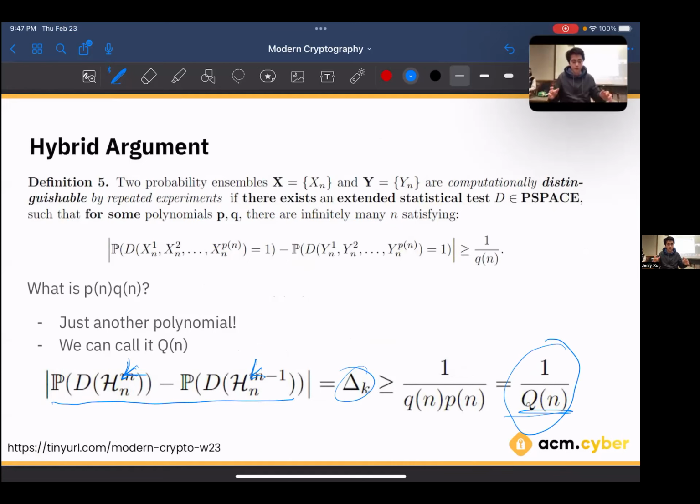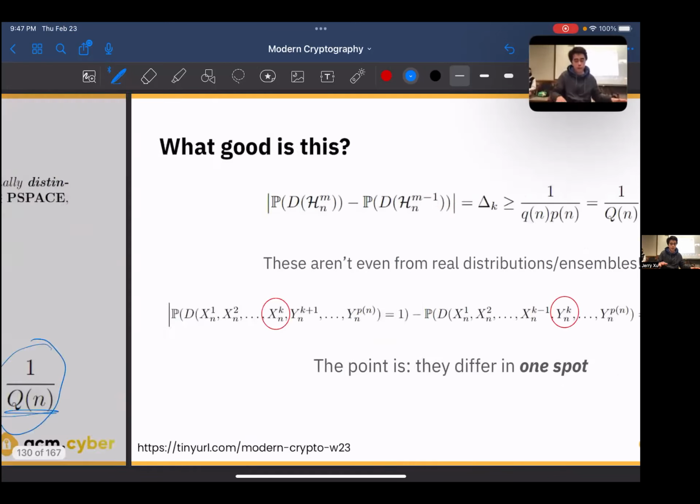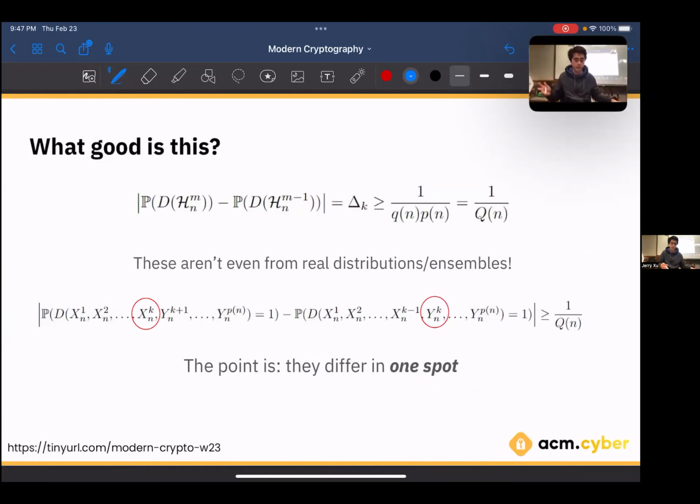All right, so it almost looks like we're done, but there's a small problem, right? These hybrids are not distributions. They're not even samples from distributions. We took a bunch of samples from x and a bunch of samples from y, but there's no one saying that if you take a bunch of samples from x and a bunch of samples from y, that's as good as some other distribution. We don't even know if that works, right? Maybe x outputs only zeros and y outputs only ones. What kind of distribution would output zero for the first k and then just one for the rest of eternity? Probably no distribution.